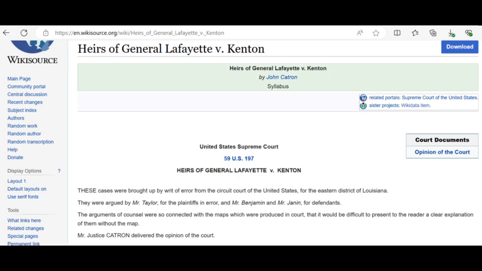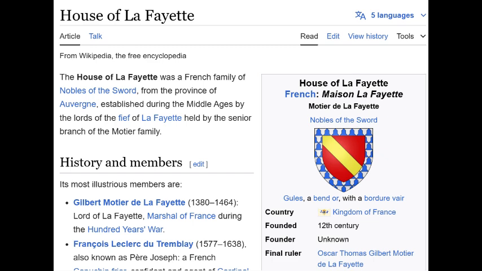Now, many, of course, who are naysayers, when you show them things like this, they will say, well, why would anyone do that? And the answer is simple. Authentication of the claim. So here we come to the House of Lafayette. More authentications to the claim, of course, and this is Wikipedia.